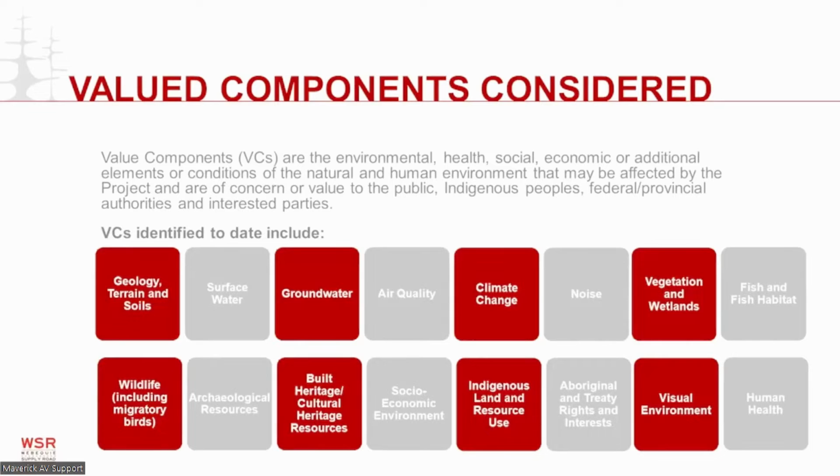Then we have indicators. Indicators represent the resource, feature, or issue related to a valued component, so what's important to community members, and if these indicators are changed, they may demonstrate an effect on the environment. A better way probably to describe them is a way of measuring potential effects. And it's used in the assessment and evaluation of alternative routes and the overall effects of the project.